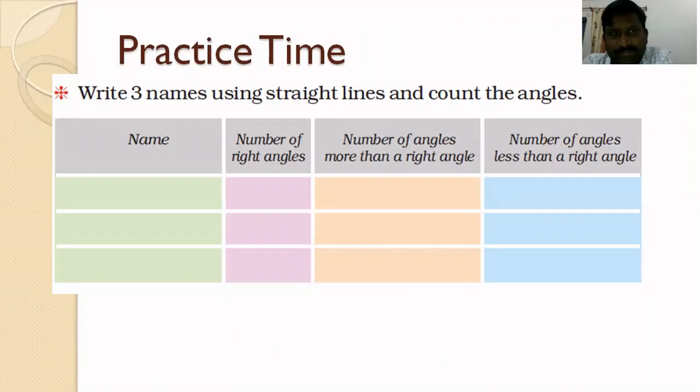So it is practice time. Write 3 names and the number of right angles, the number of angles more than a right angle, and the number of angles less than 90 degrees, that is, less than a right angle. You can do it.